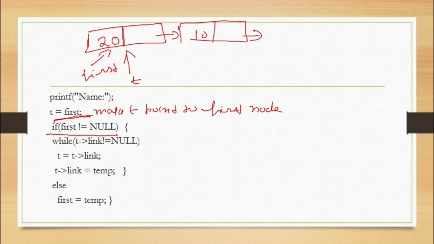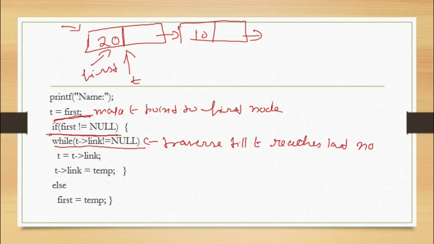Next, if first is not equal to null. So students, this is the case. If first is not equal to null, that means this case, whatever I am showing now. What you are supposed to do is insert inside while t of link is not equal to null. So while t of link is not equal to null means what? Traverse till t reaches the last node.